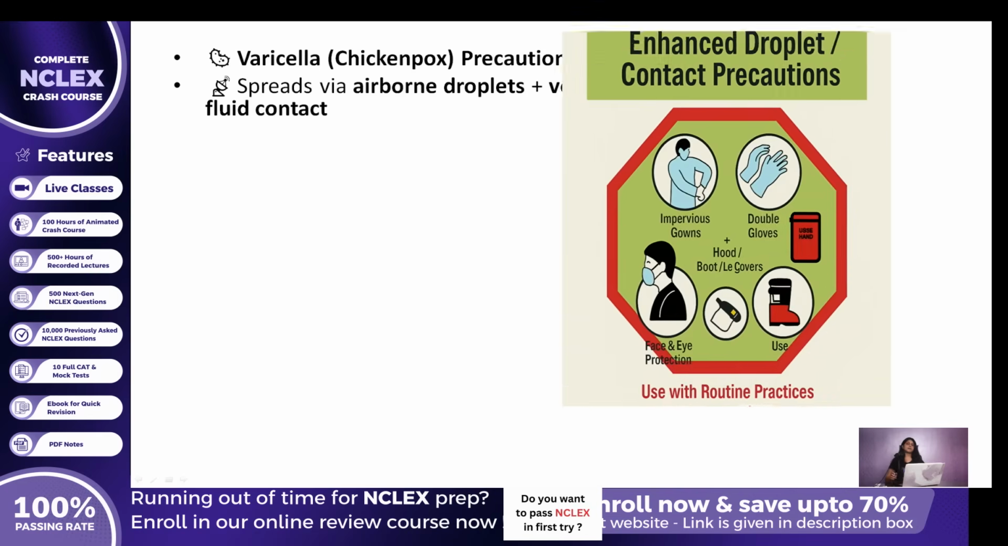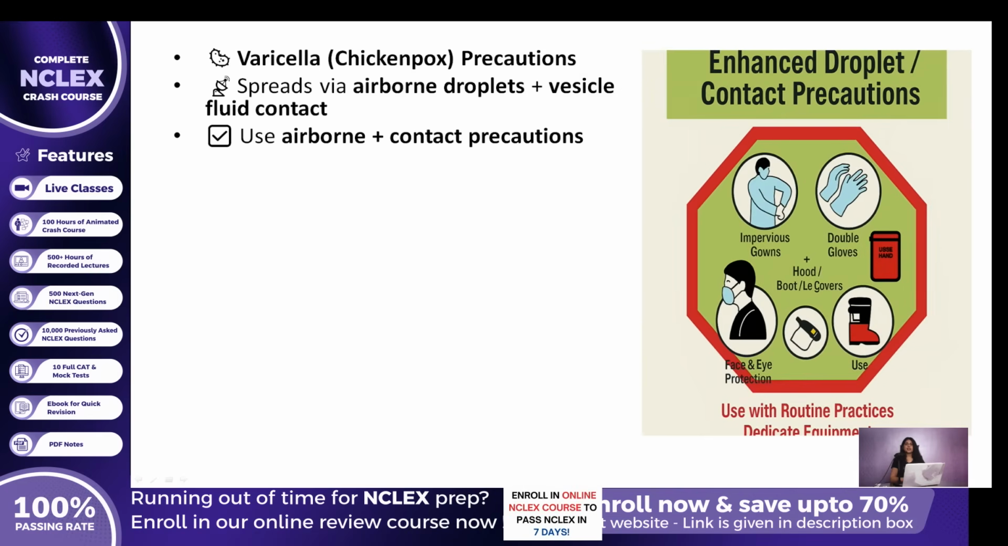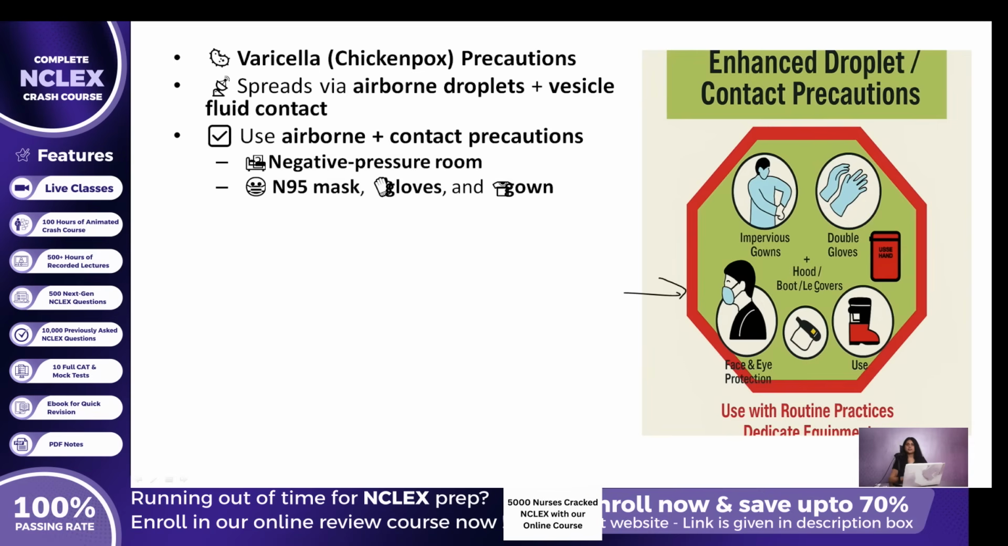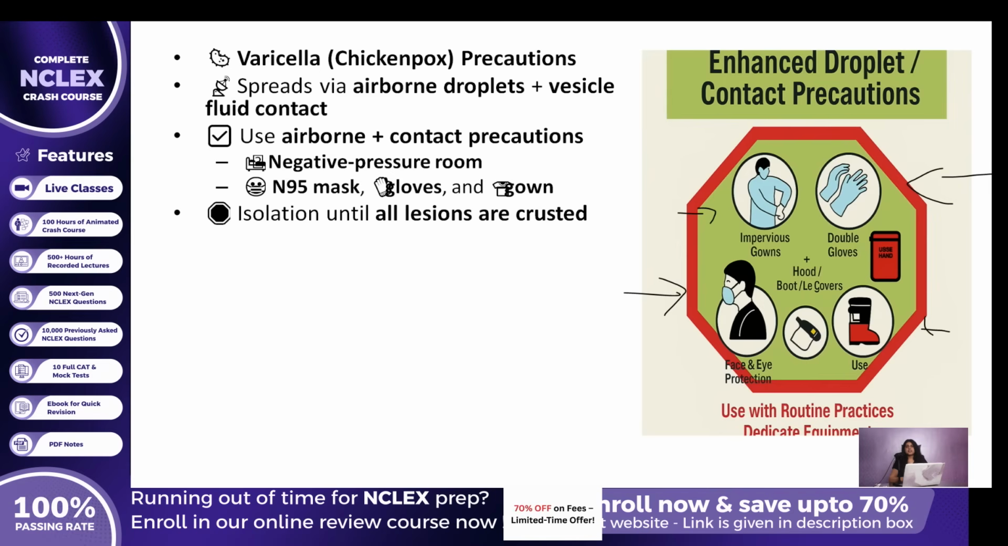Therefore, airborne and contact precautions must be used together. The child should be placed in a negative pressure room, and staff should wear an N95 respirator, gown, and gloves. These precautions stay in place until all lesions are crusted, marking the end of contagiousness.